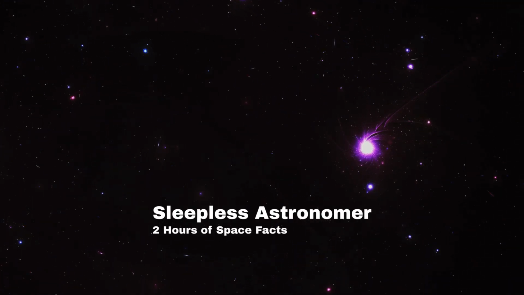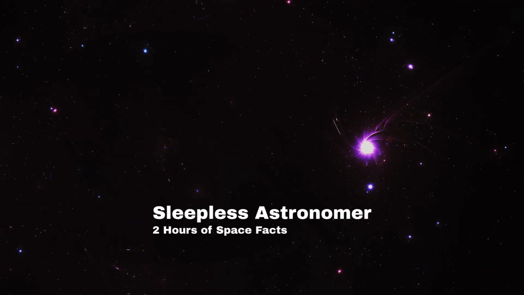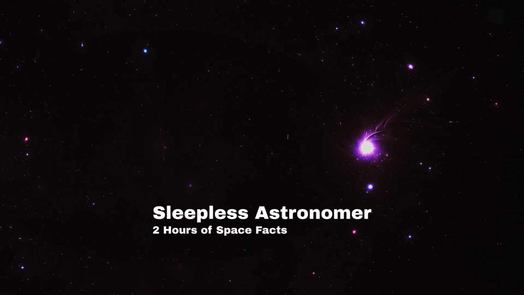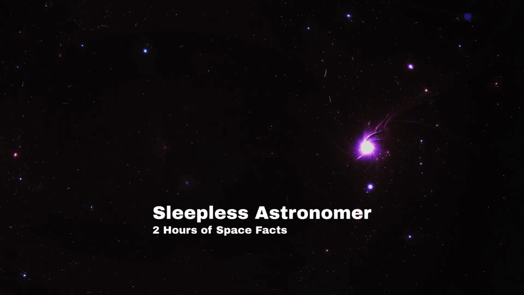The asteroid belt, located between Mars and Jupiter, contains hundreds of thousands of asteroids larger than 1 kilometer and millions of smaller ones.